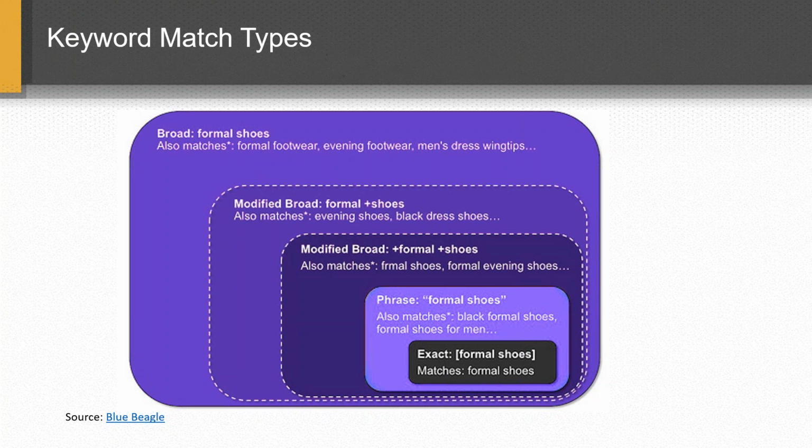Modified broad means that a query will trigger an ad when all of the keywords with a plus sign in front of it are searched for, but in no particular order. Phrase match keywords only trigger ads when a keyword is searched for in a specific order, but it can have keywords before or after your phrase match keyword. For example, the phrase match keyword of formal shoes could be matched to search queries such as black formal shoes or formal shoes for women. Exact match is basically what it sounds like. It will only match exact queries with close variants, such as a missing letter, to trigger your ad.